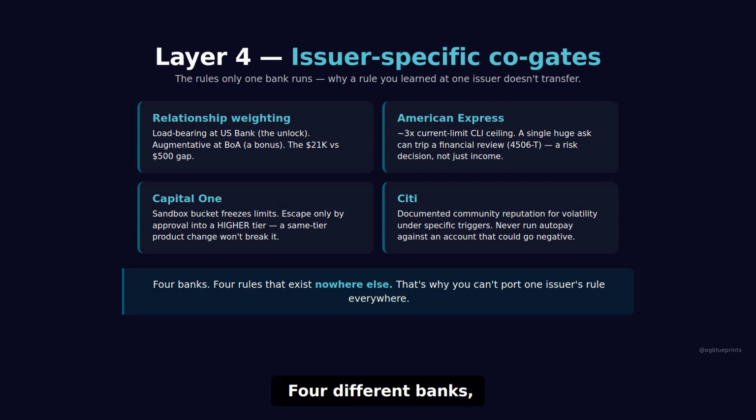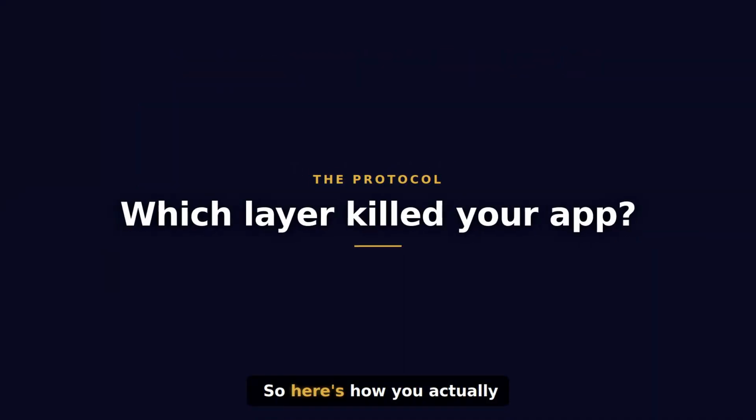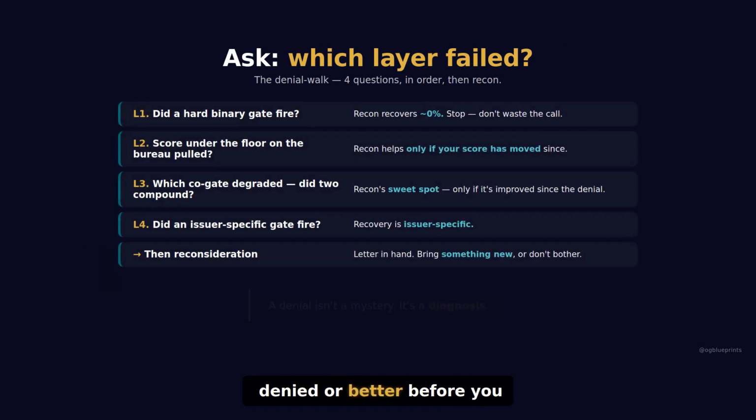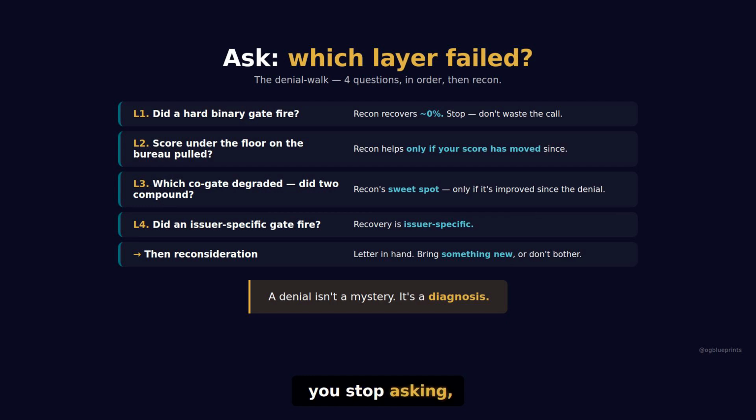4 different banks, 4 rules that exist nowhere else. That's layer 4. That's why you can't learn one issuer and port it everywhere. So here's how you actually use all of this. The next time you get denied, or better, before you apply, you stop asking, why was I denied? And you start asking, which layer failed? That's the denial walk protocol. 4 questions in order.